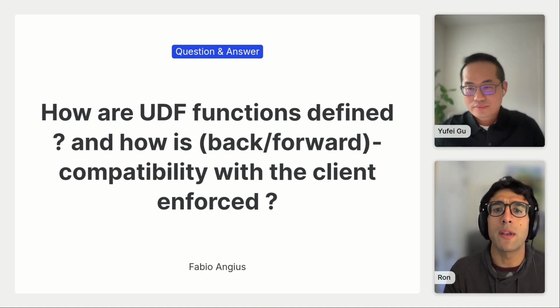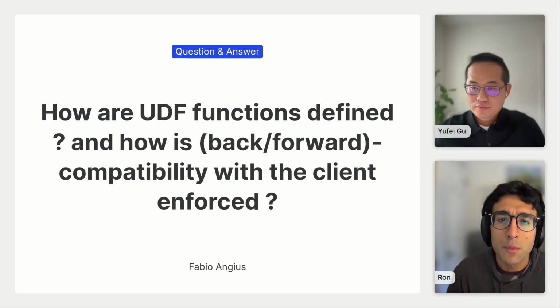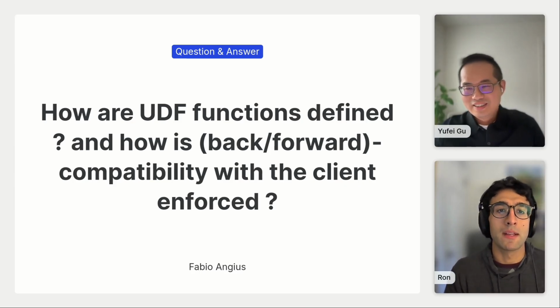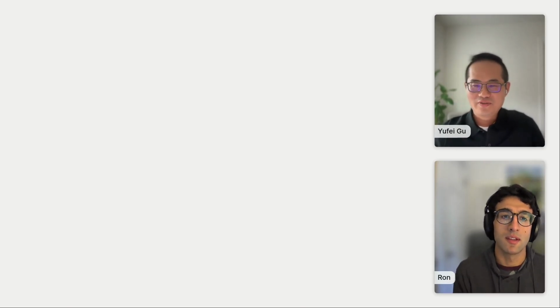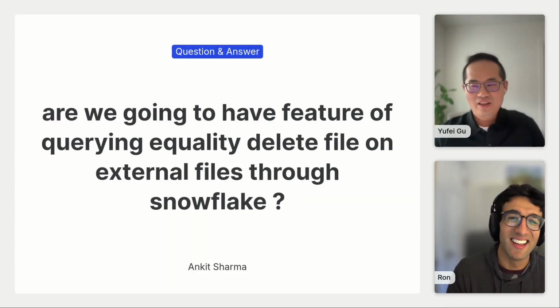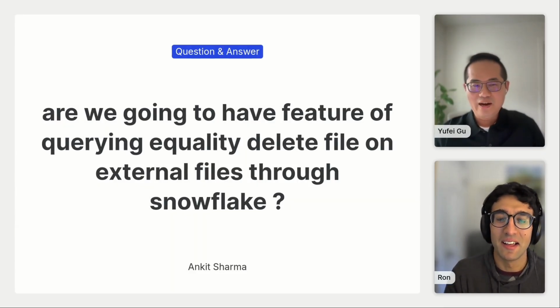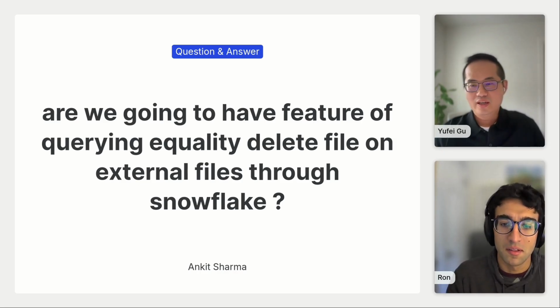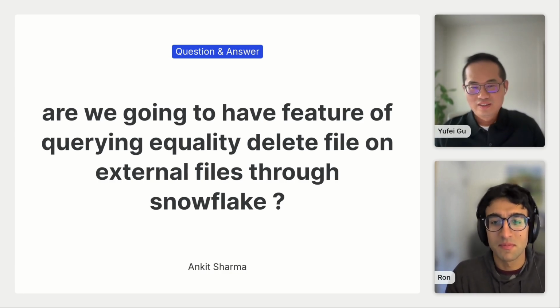From Ankit, are we going to have a feature that allows querying equality delete files on external tables through Snowflake? Yeah, that seems like a good question for Snowflake. I think it's not related to Polaris itself. Polaris is a catalog, and you need an engine to query your table for equality deletes. I think it's best to check with the Snowflake product team for this question. Okay, yeah, that makes sense.